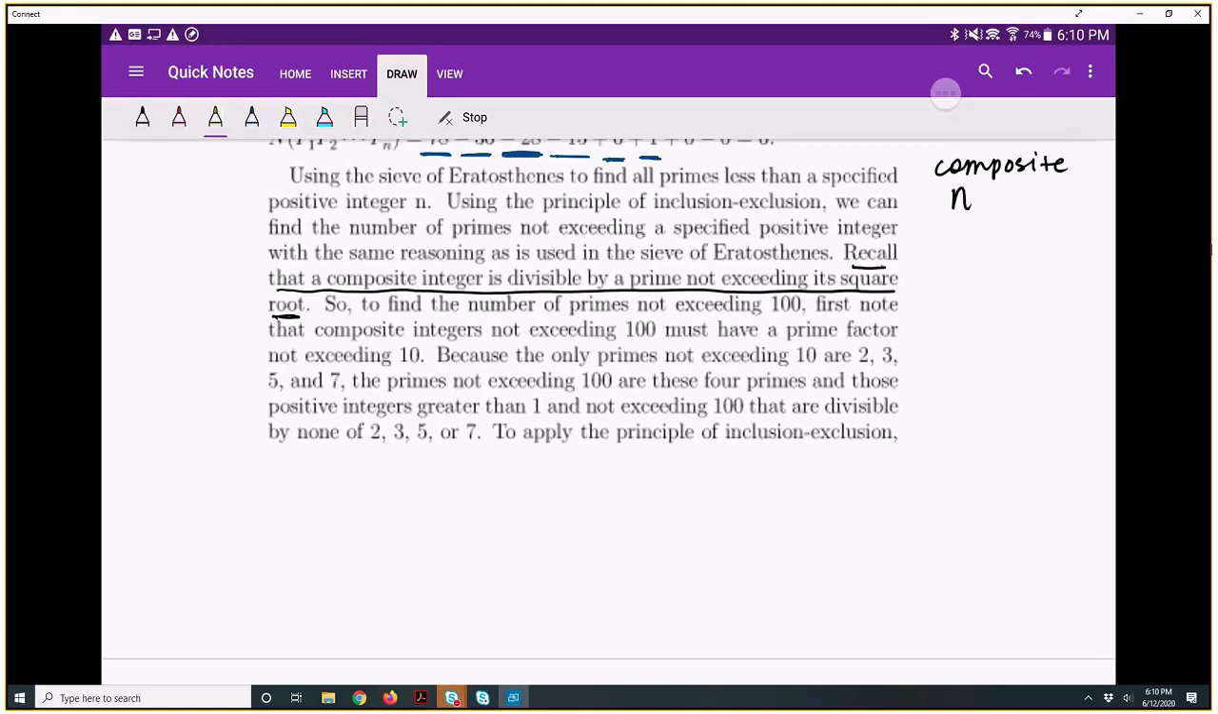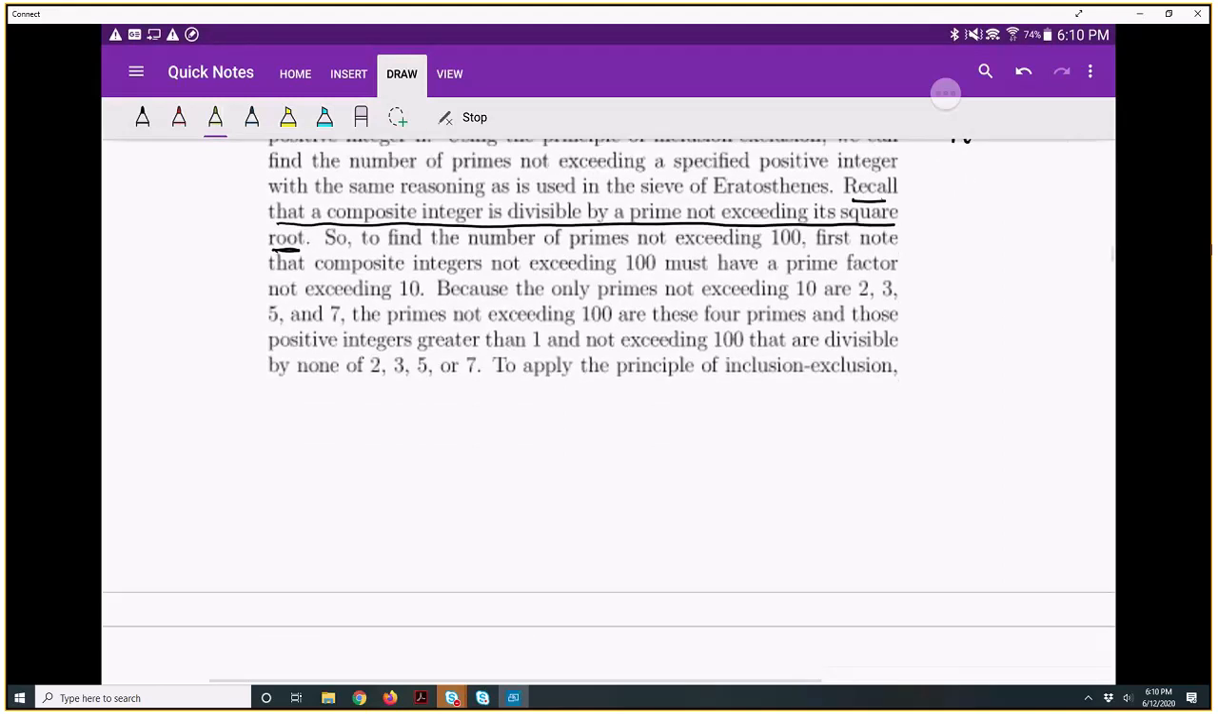And what we're looking to do is eliminate the composite integers so that we are left with only the prime integers less than 100. So we want to think about the prime integers not exceeding 10. These are 2, 3, 5, and 7.